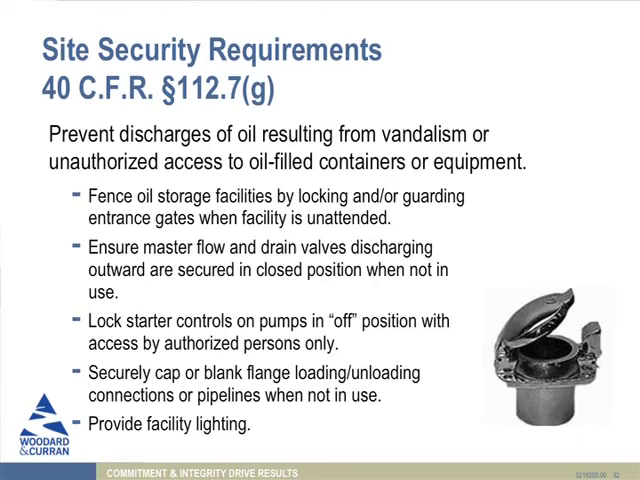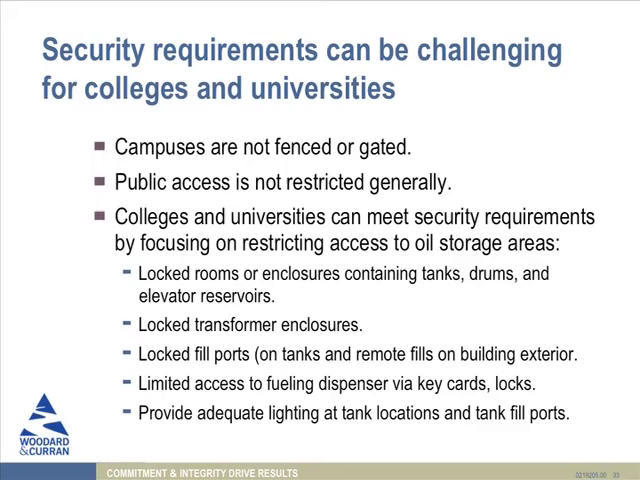Now you're looking at some of these things saying, well, my campus is not fenced. And some of these things can be really hard to do because a campus is open to the public. You can't necessarily restrict who's coming and going and where they're going. So some of the things you can do to help accommodate for some of these things you can't meet are locking rooms and enclosures where tanks and drums are. If you've got the generator tanks, keeping those casings locked, keeping transformer cases locked. If you have a fill port that's very accessible, you might consider putting a locking cap on the fill port.